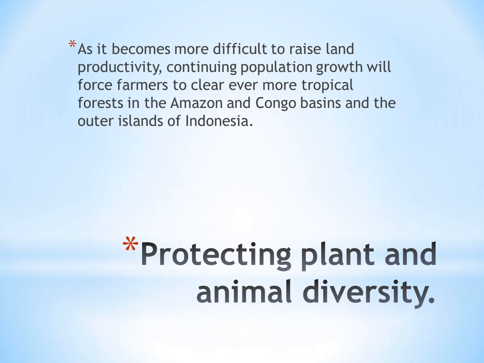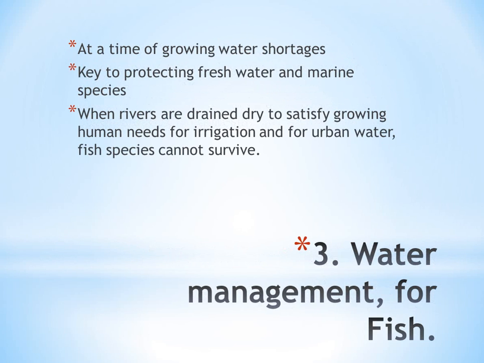Protecting plant and animal diversity. As it becomes more difficult to raise land productivity, continuing population growth will force farmers to clear ever more tropical forests in the Amazon and Congo basins and the outer islands of Indonesia. 3. Water management for fish. At a time of growing water shortages, key to protecting freshwater and marine species, when rivers are drained dry to satisfy growing human needs for irrigation and for urban water, fish species cannot survive.